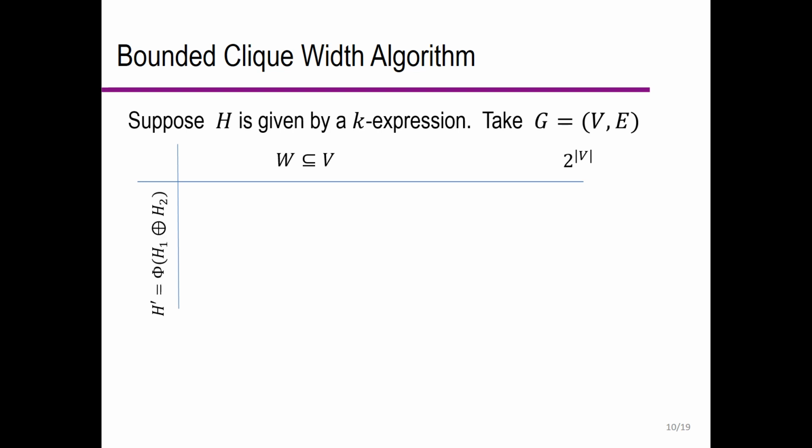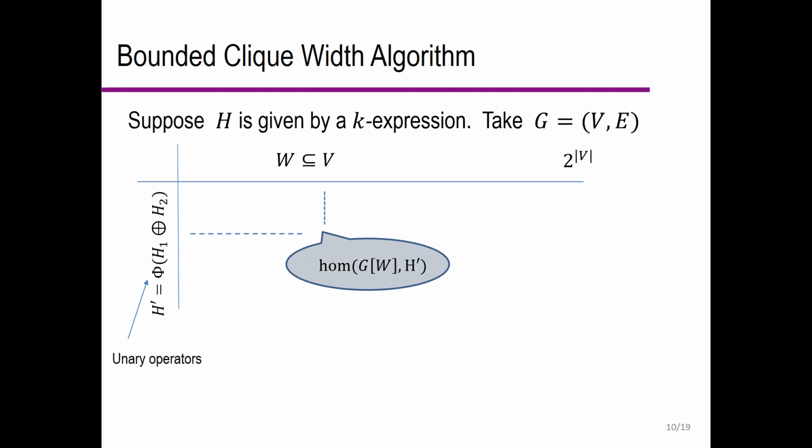So the rows of our table will be labeled with such disjoint unions from the k-expression we have, followed by all the unary operators before the next disjoint union. So phi here will be a sequence of unary operators like recoloring or connecting. Okay, then the cell in, say, row H' and column W will contain the number of homomorphisms from the subgraph of G induced by W to H'.